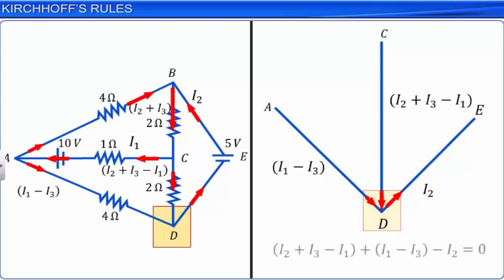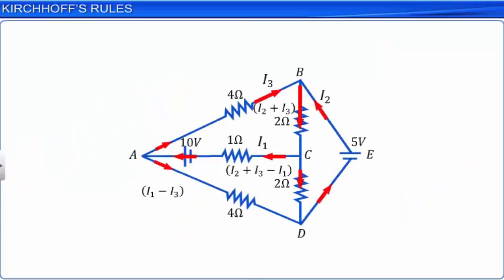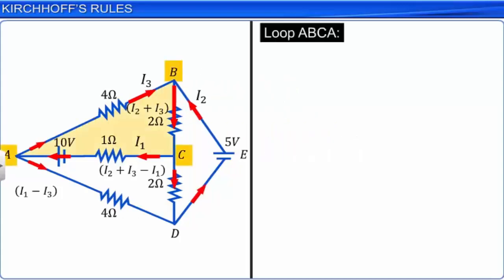There are three unknowns in the circuit. They are I1, I2 and I3. To find the values of these unknowns, we apply Kirchhoff's second rule to any three closed loops in the circuit. Loop ABCA. Let us start from the negative terminal of the 10-volt battery. Walk through the loop in a clockwise direction and add the potential changes.